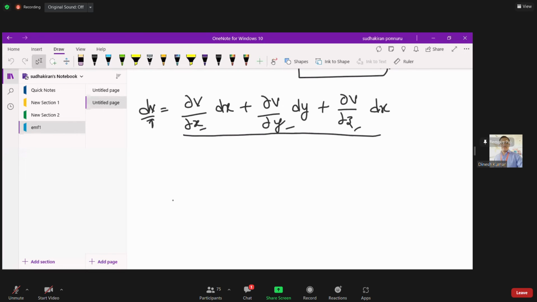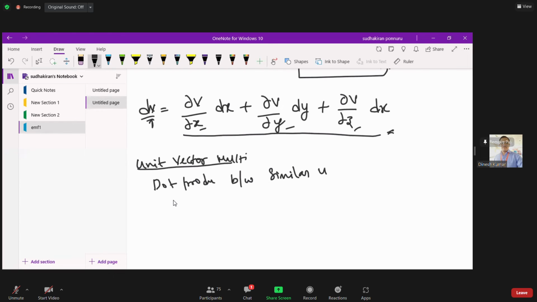I'm going to express this entire expression in a new way. For that, I'm using unit vector multiplication. If you remember that one, the dot product between similar unit vectors, the dot product between two similar unit vectors.